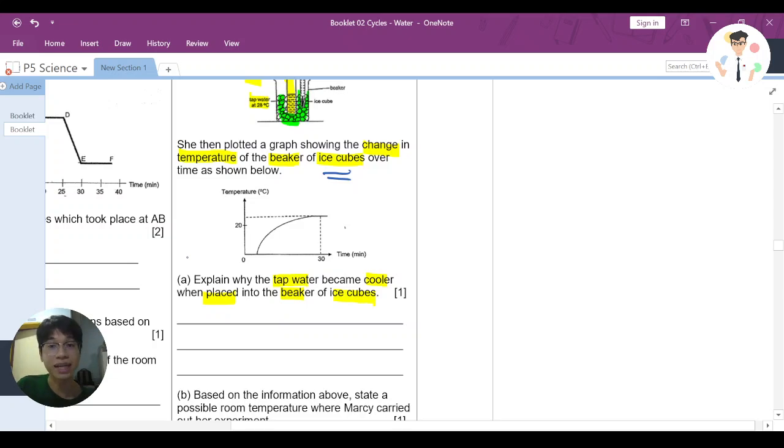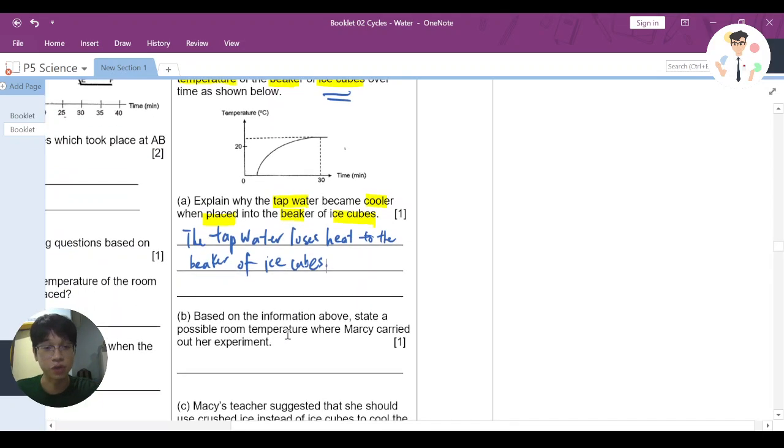Now, what you can explain is that the tap water loses heat. Basically, you can say the heat goes to the ice, right? That's why the ice melts, and that's why the tap water becomes cooler. So you can see the tap water loses heat to the beaker of ice cubes. So you need to explain the transfer of heat here. Now let's continue to the next question.